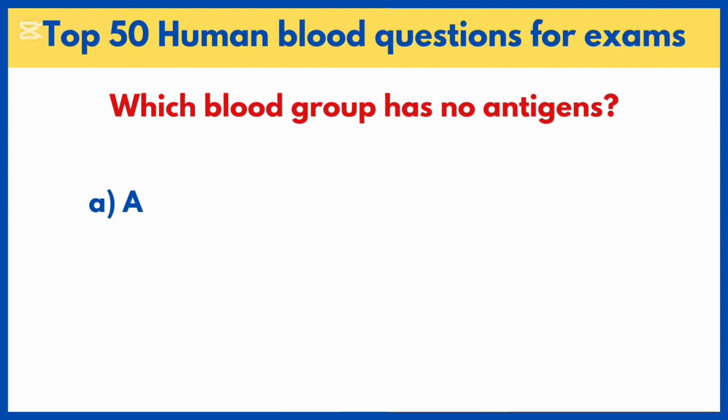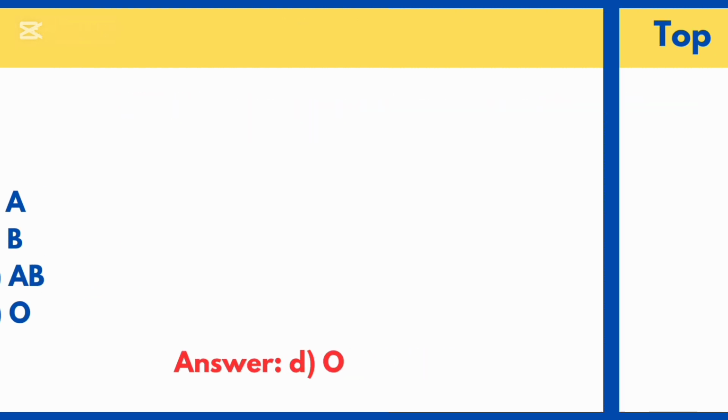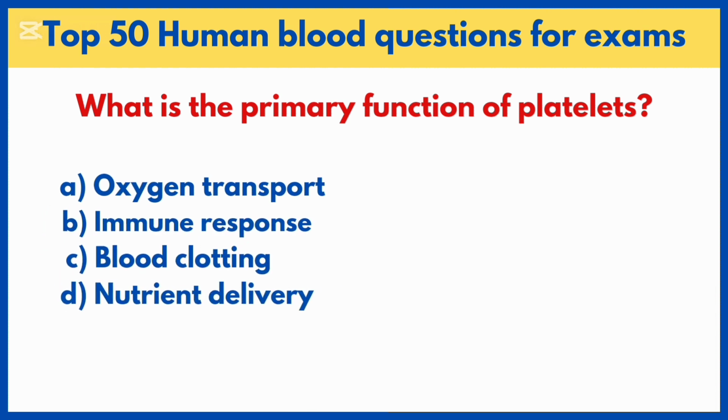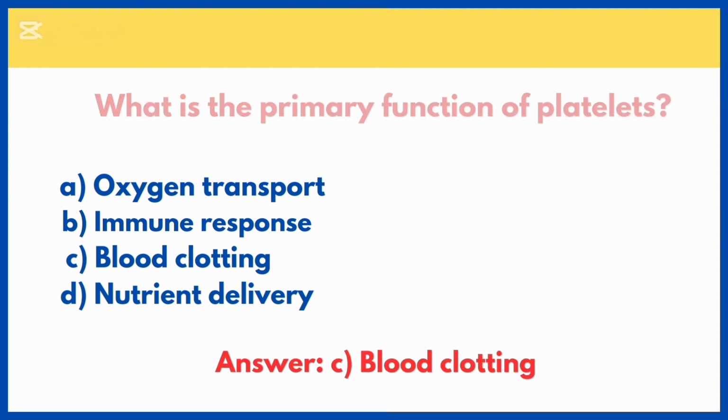Which blood group has no antigens? Correct answer is option D, blood group O. What is the primary function of platelets? Correct answer is option C, blood clotting.